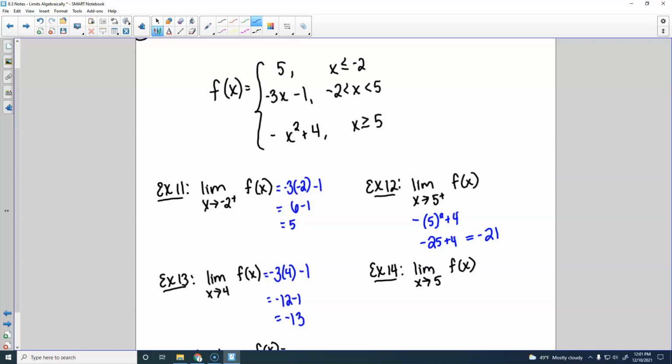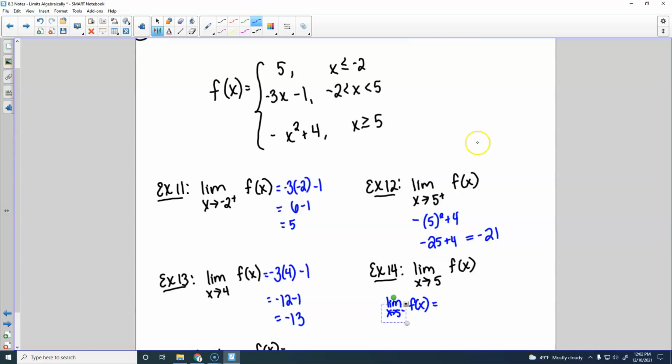Okay, 14 is one that's a little bit more complicated to think about because it asks me the limit as x approaches 5 of f of x from both sides, right? So from the right, we found that we had -21. But in order for me to have a limit from both sides, they would both have to equal that same amount, right? So what I actually need to find here first is the limit as x approaches 5 from the left of f of x.